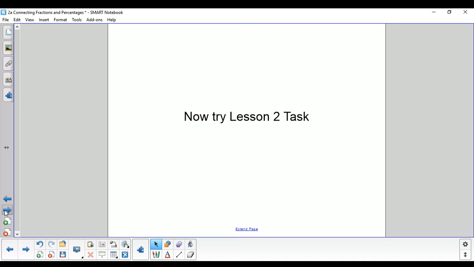So now you're going to try lesson 2, task related to 50%, 20%, 25%, and 10%. You're not using a calculator, and you're going to try and use division to do this.